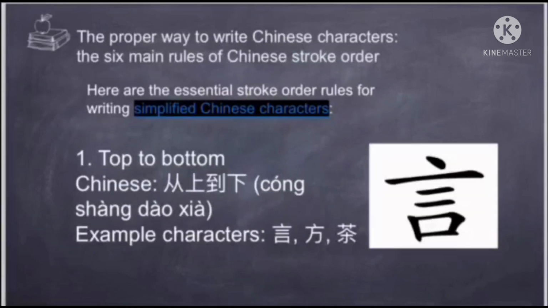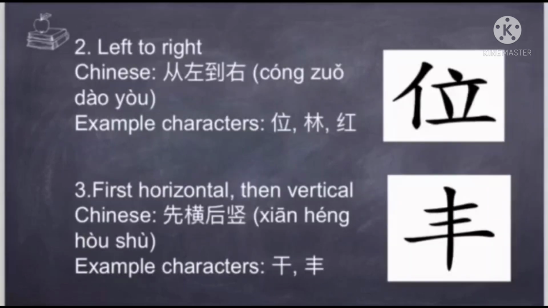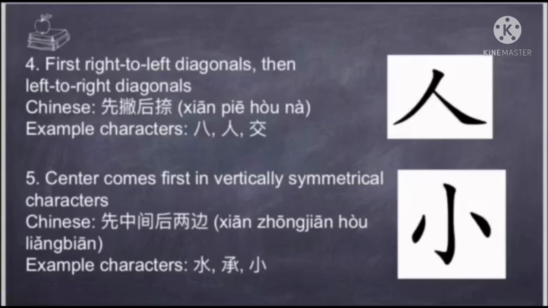The proper way to write Chinese characters: the 6 main rules of Chinese stroke order. Here are the essential stroke order rules for writing simplified Chinese characters. Number 1, top to bottom. In Chinese, cong shang dao xia. Number 2, left to right. In Chinese, cong zuo dao you. Example characters. Number 3, first horizontal then vertical. In Chinese, xian heng hou shu. Number 4, first right-to-left diagonals, then left-to-right diagonals. In Chinese, xian pie hou na.